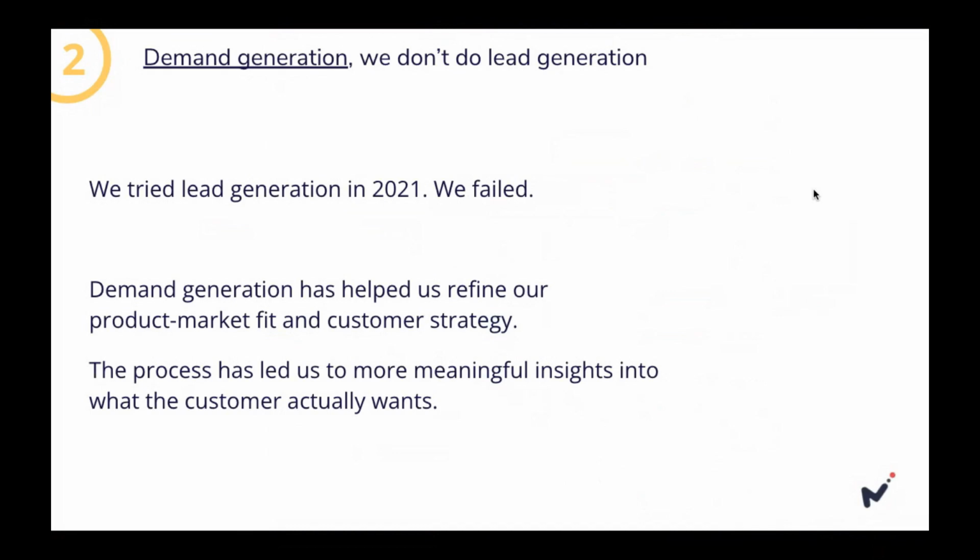So demand generation has helped us refine our product market fit. A lot of the content that we put out there is really about listening to the types of questions that get asked, the comments that get said off that content. A lot of that helped us refine the product market fit, and ultimately it's helped the customer strategy. And the process has led us to be able to find more meaningful insights into what the customer actually really wants, because ultimately a business exists because of customers, right?